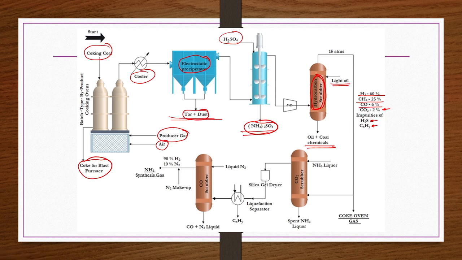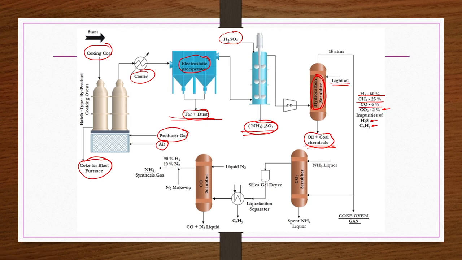From the bottom of the hydrocarbon scrubber, you will get the spent oil along with the coal chemicals. They may also have some value. (NH4)2SO4 also has some kind of market, so it can also be used. Even tar may be used for some purposes.